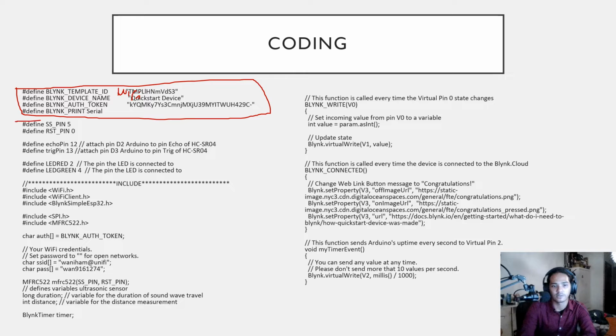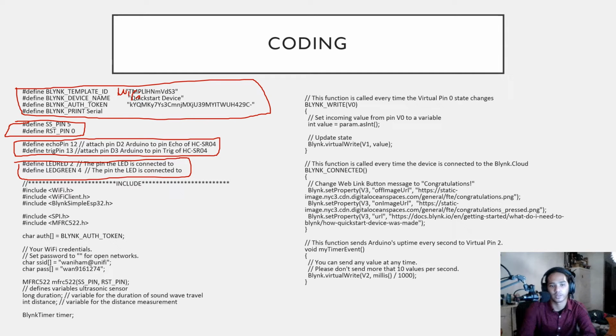Then this is for my RFID, where I'm using pin 5 and reset pin 0. The third one is for my ultrasonic sensor, and the last one is for my LEDs. I'm using two LEDs, the red one and the green one. For the red one I'm using pin 2, and for the green one I'm using pin 4.